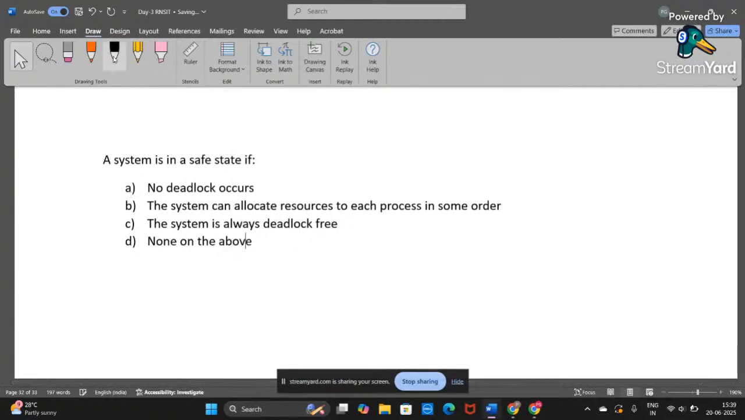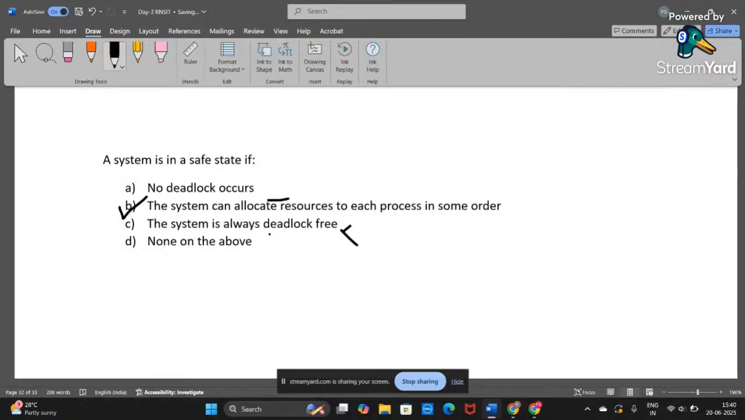For this, the answer is B. Why? Because in a safe state, the system can allocate resources in a way that avoids deadlock. When it allocates the resources in a way that avoids deadlock, it does not mean no deadlock ever happens. So this is not the answer. The deadlock may happen, but that is option C.